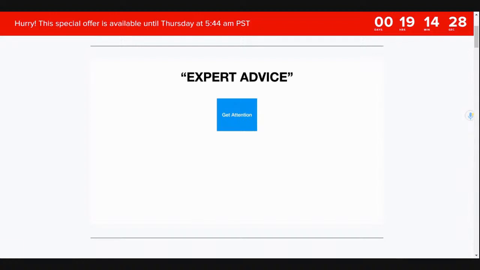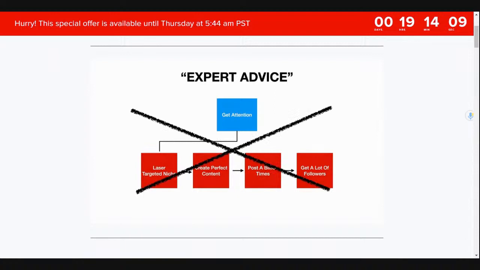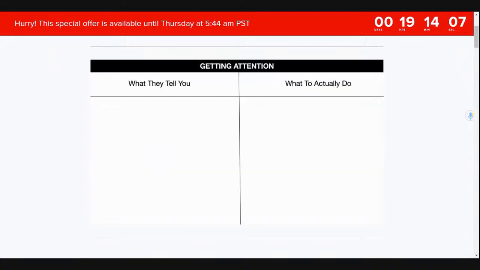Right. So, attention isn't necessarily by itself good. We have to have a reason for it. And then under that category, folks will say, well, you got to have a laser targeted niche, and then you have to create perfect content. Then you have to post 1 billion times on social media, and you have to get a lot of followers. And all of that is horrible advice. Absolutely horrible. Here's the deal.